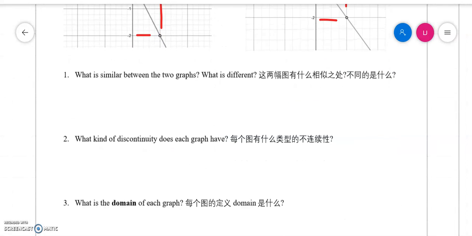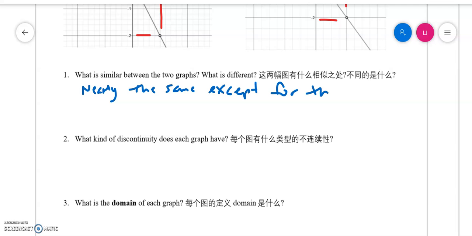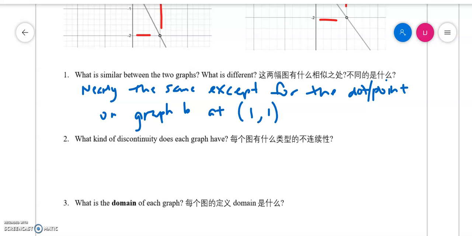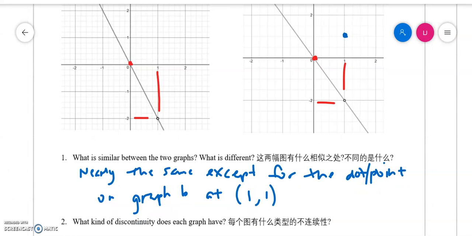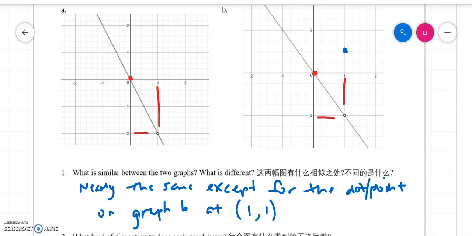So these graphs are nearly the same, except for the dot or the point on graph B. It's at 1, 1, I think. Yes, 1, 1. All right, so let's look at the kinds of discontinuities these graphs have.